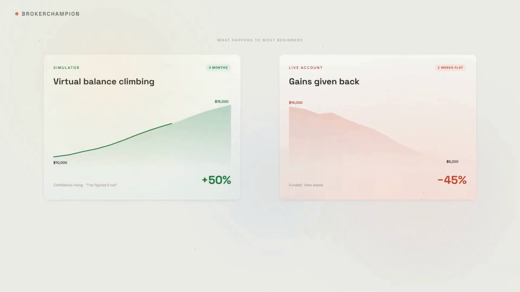Because here's what happens to most beginners. 3 months on a simulator, virtual balance climbing from 10 grand to 15. They decide they've figured it out, fund a live account, and give the gains back in 2 weeks flat. The simulator wasn't broken. It lied in 3 very specific ways nobody had warned them about. So let's pull this apart.